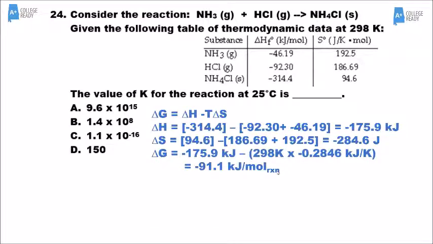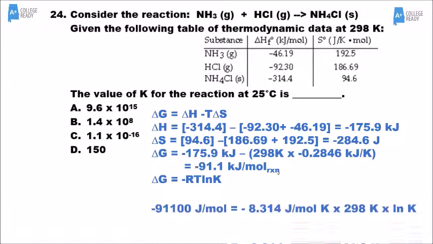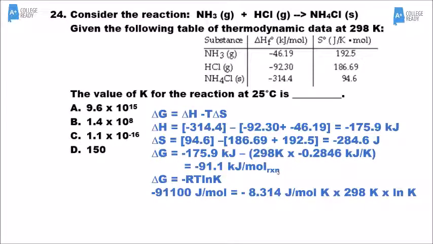We go to our other equation, and we plug in the numbers, remembering to put it in joules again, because the value for R is in joules per mole Kelvin. We find that the ln of K, the natural log of K, is 36.8, and we get a value of 9.59 times 10 to the 15th power. A little bit of a sanity check. K greater than 1 means it's thermodynamically favorable, and that makes sense because the delta G value is negative.